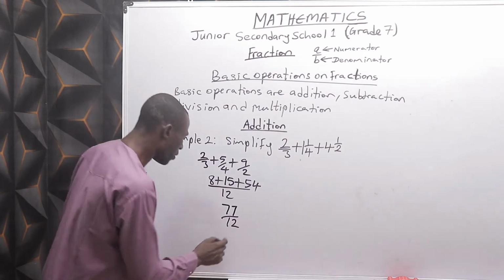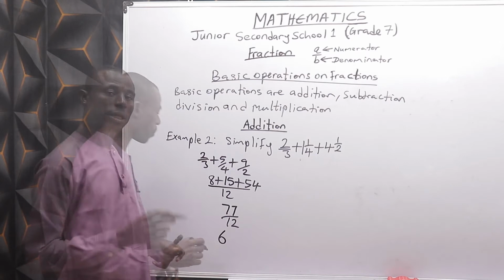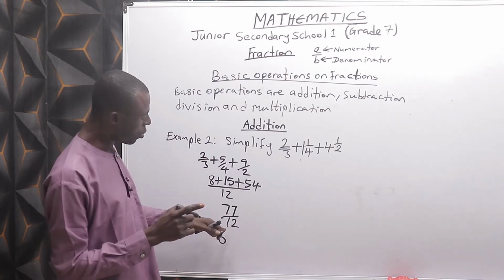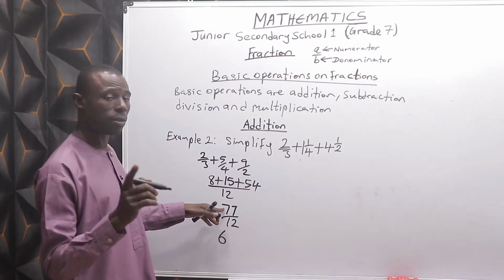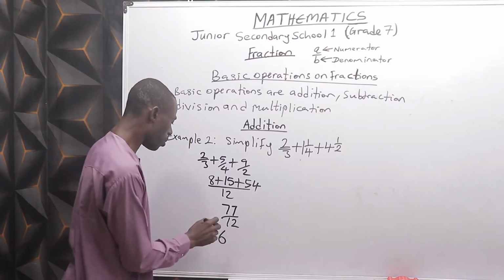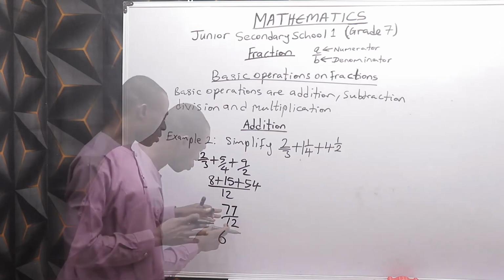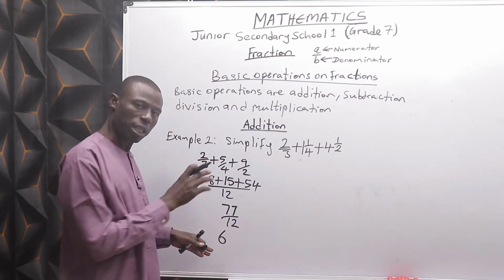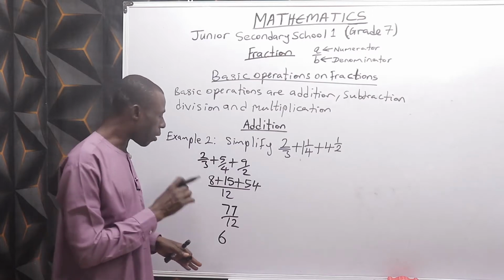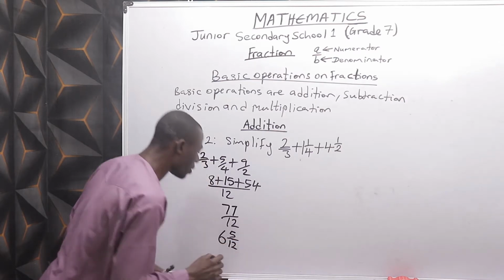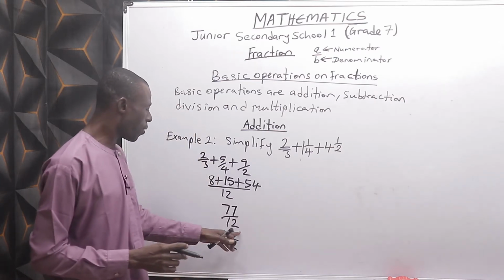12 in 77, that is 6. 12 times 6 is 72. Remove 72 from 77, that is 5. That means it remains 5. Do you get what I'm doing? 12 in 6 places is obtainable from 77. It will now remain 5. You now put that 5 all over 12. So that's the answer: 6 whole number 5 over 12.